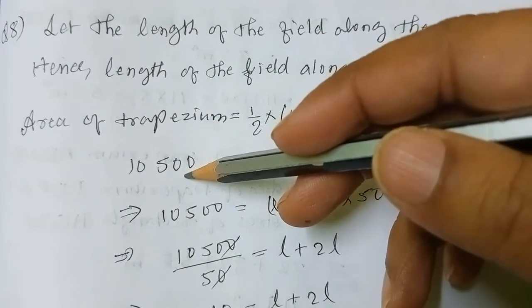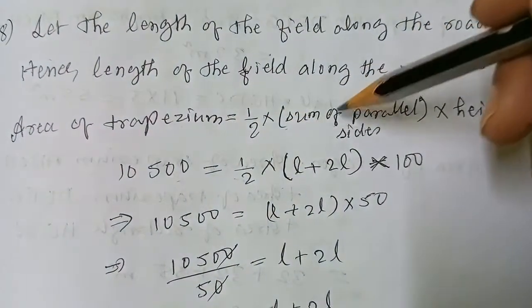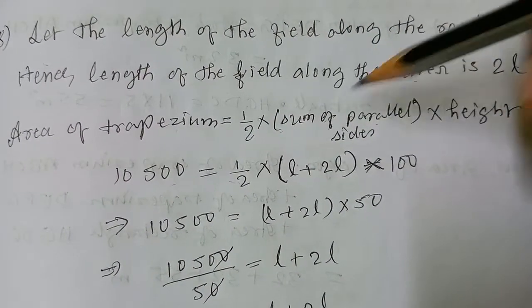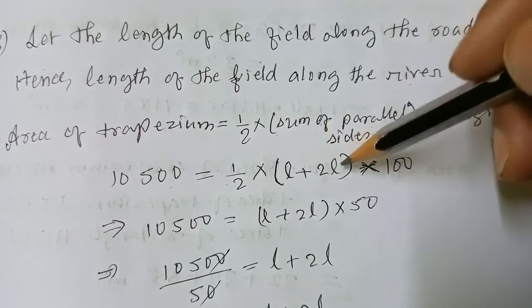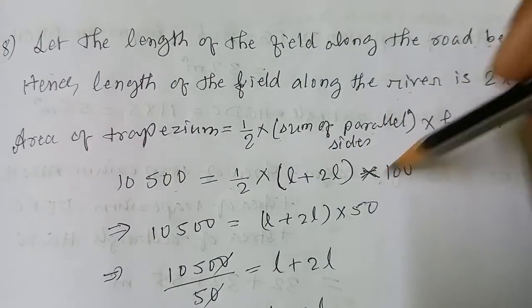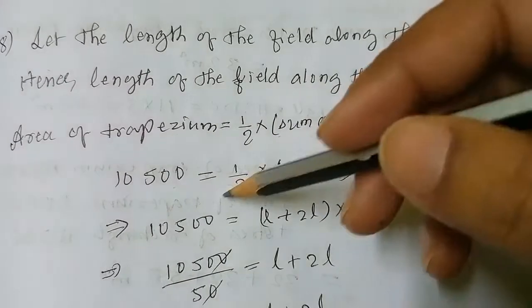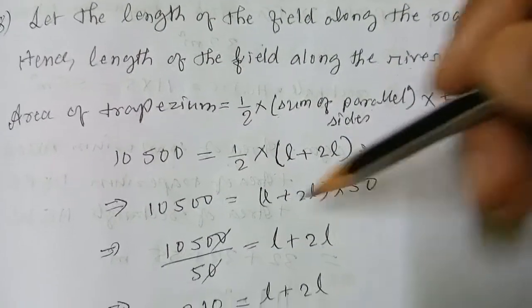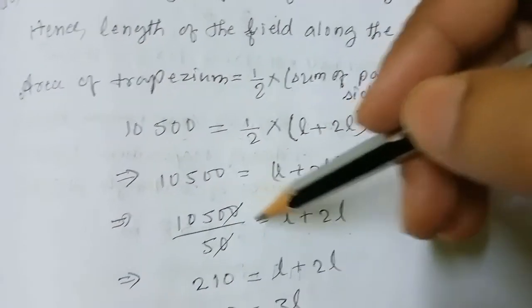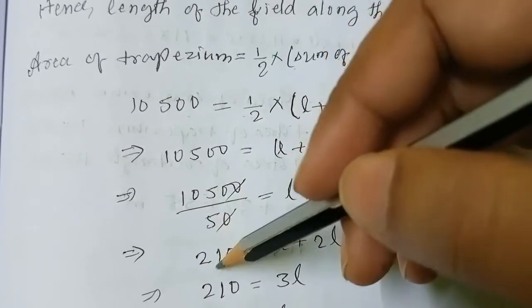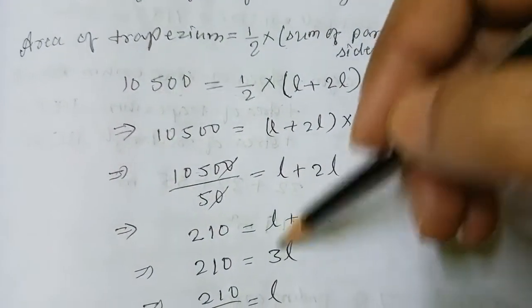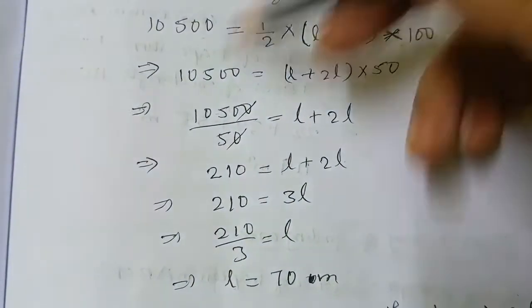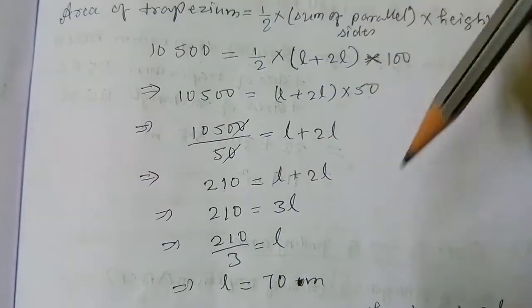The area is already given as 10500, half into the sum of parallel sides. These two sides are parallel to each other, the road side and the river side. The road side is L, the river side is 2 times L, into 100, because the height is given as 100. Now this 2 and 100 cancel, so it is 50. Now this 50 comes down, the zeros cancel. Now 105 by 5 is 210. So L plus 2L is 3L. Now this 3 goes down, so L equals 70 meter. So the length of the road side is 70 meter.